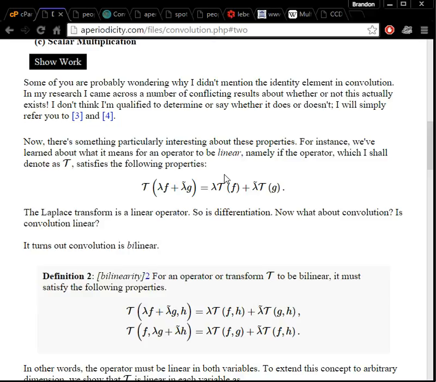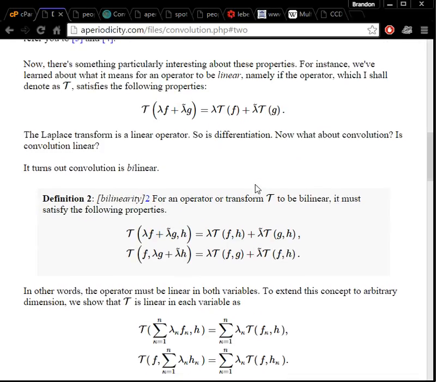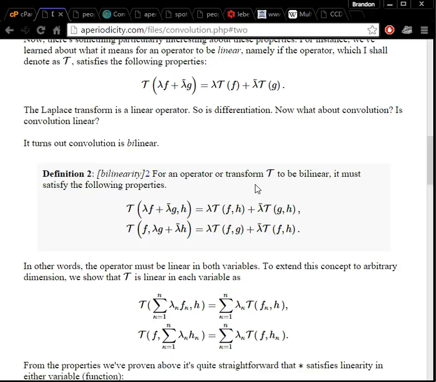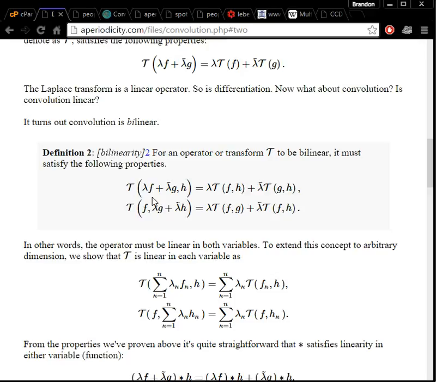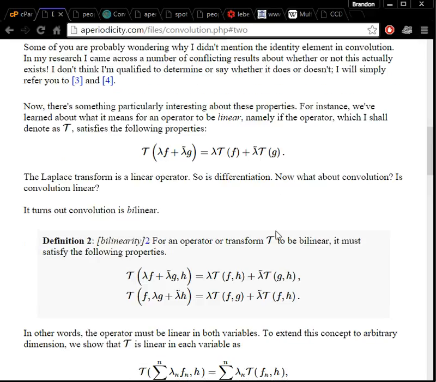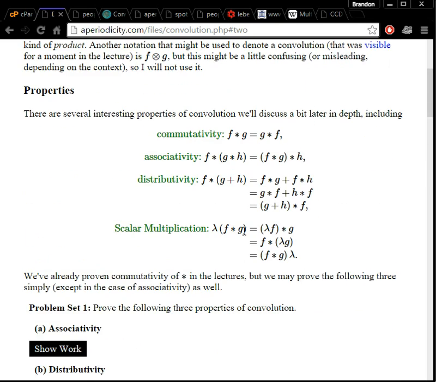So they satisfy this property here, which I basically just verbally described, and the convolution integral, on the other hand, is even more than linear. It's bilinear, and we can see that by the distributivity rule, basically, and by a combination of the distributivity rule and scalar multiplication.